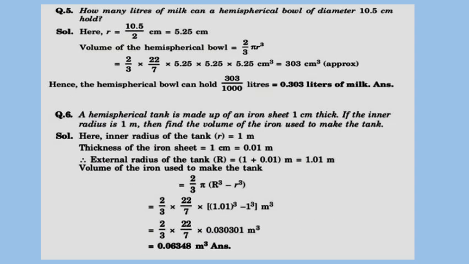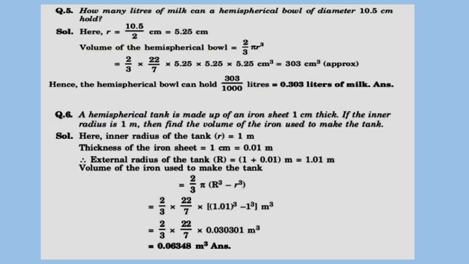How many liters of milk can a hemispherical bowl of diameter 10.5 cm hold? Now to calculate this, we will use the formula for a hemispherical bowl, which is 2/3, that is half of the volume of the sphere, that is 2/3 pi r cube. Substitute the value, calculate it correctly, you will get 303 centimeter cube.